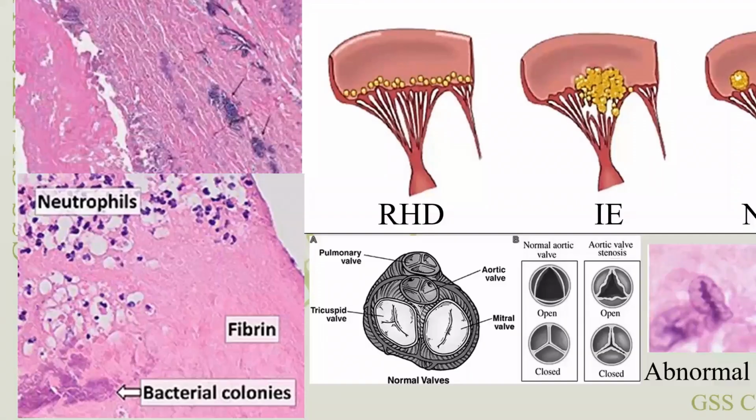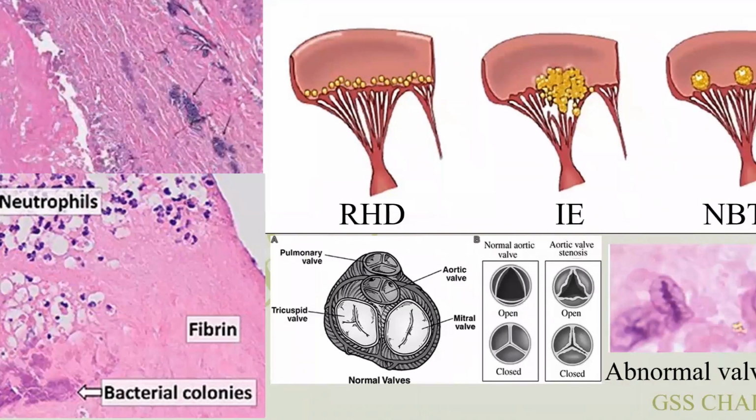And this is a higher magnification. I am able to see the fibrin. The bacterial colonies are here, and these are the inflammatory cells. Look at these irregular nuclei. They are the neutrophils. It's a beautiful series of pictures. I hope you people will be able to draw them.